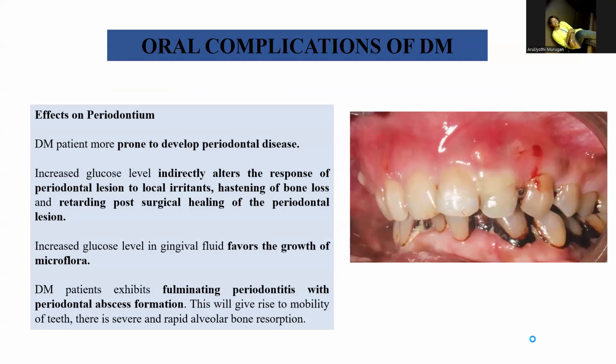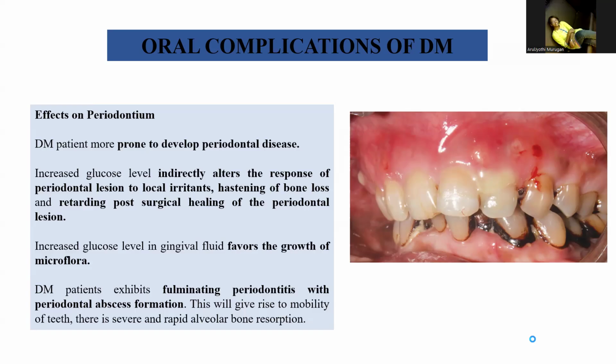Coming to the topic of today, oral complications of diabetes mellitus. When diabetes mellitus is at an uncontrolled level, majorly when the postprandial sugar is more than 126 mg per deciliter, it can majorly affect the periodontium, which is the common oral finding in diabetes mellitus patients. Patients tend to develop periodontal diseases due to the increased glucose level, which indirectly alters the response of the periodontal lesions to local irritants, hastening the bone loss and retarding the post-surgical healing of the periodontal lesions.